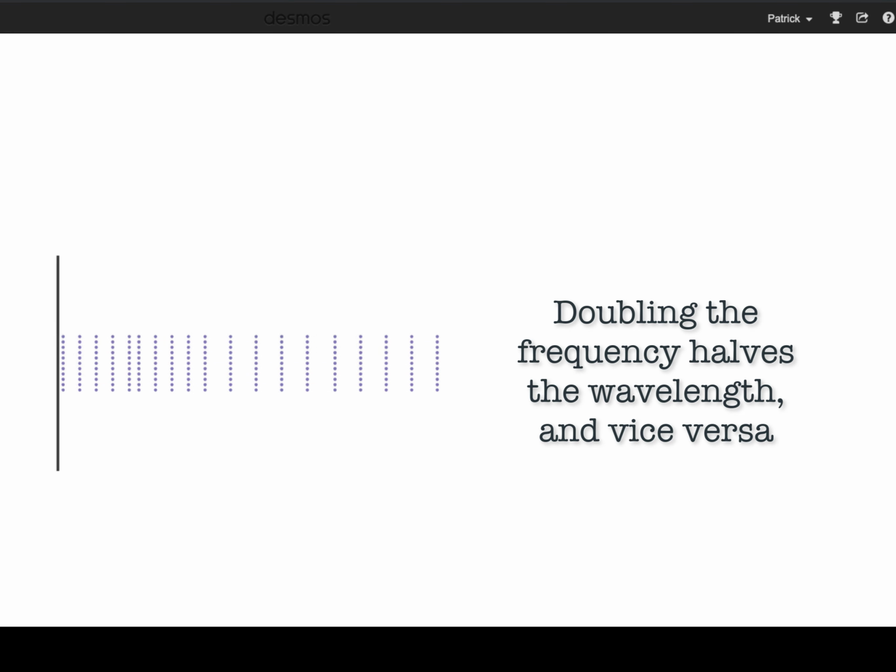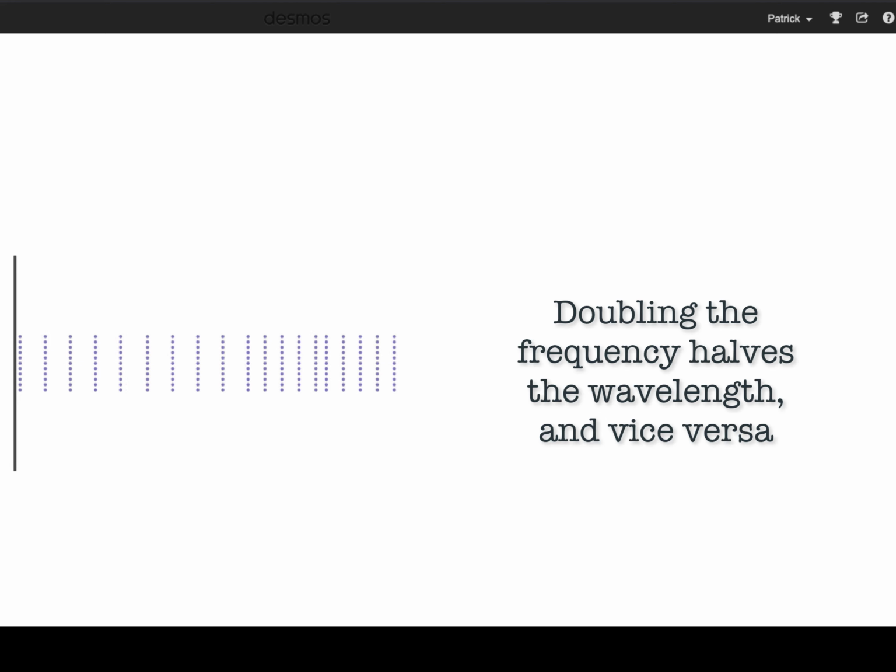The wavelength is the distance from one little pocket of air to the next, one high-pressure region to the next high-pressure region, or low pressure. And wavelength and frequency are inversely proportional. So, for example, doubling the frequency halves the wavelength.